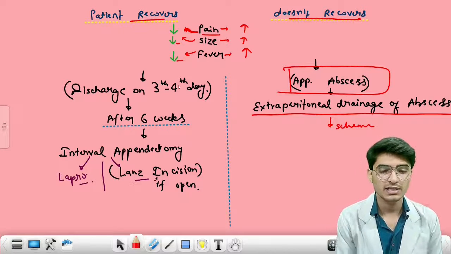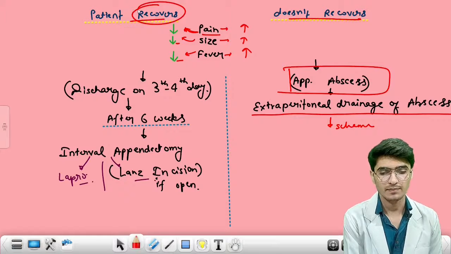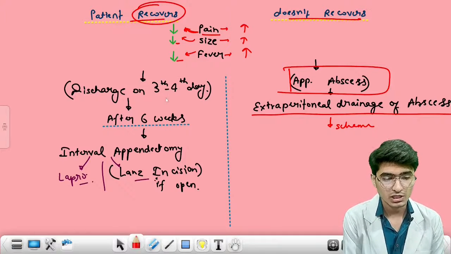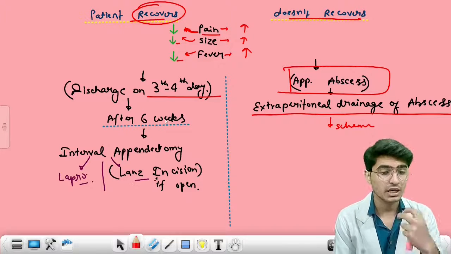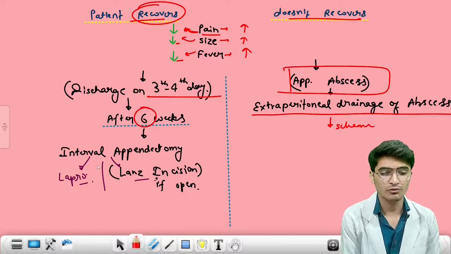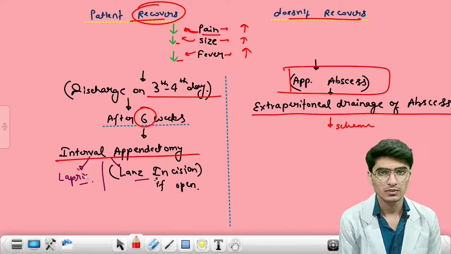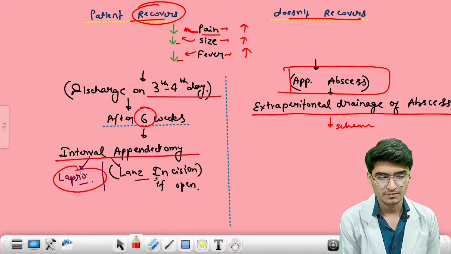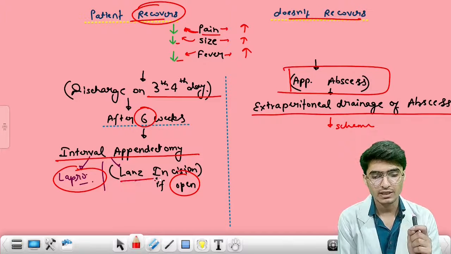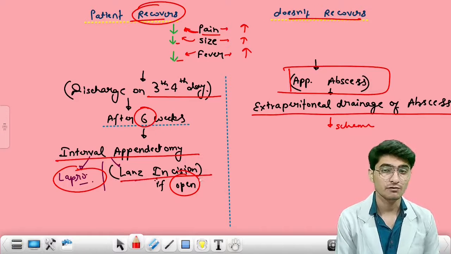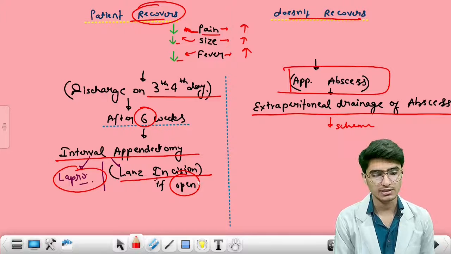The second condition is, if the patient recovers, then what do we do? We will discharge on the third or fourth day, and call the patient again after 6 weeks for an interval appendectomy. We can go for the laparoscopic procedure, or the open procedure. In the open procedure, we give the Lanz incision to the patient, which is a cosmetically better incision.